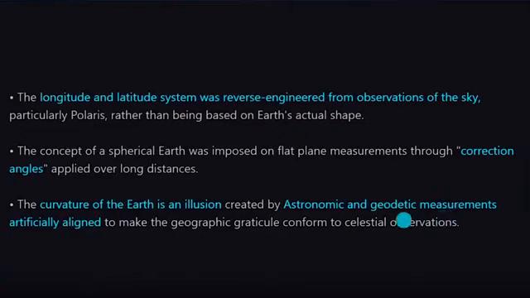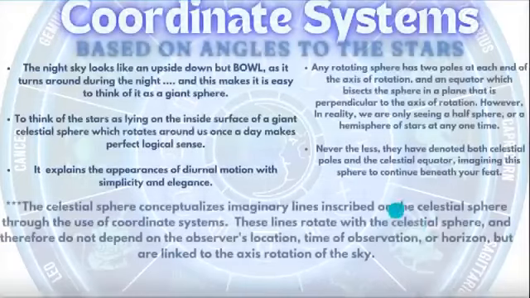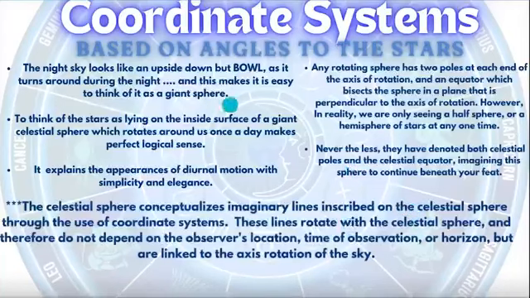Astrogeodetics, where they combine measurements of the stars into measurements of the ground. Now, why would they do that? Well, for cosmography, of course, so they can have positions and make observations. So again, back to our angles to the stars. Looks like an upside down bowl, right? But we think of them as lying on the surface of a sphere.